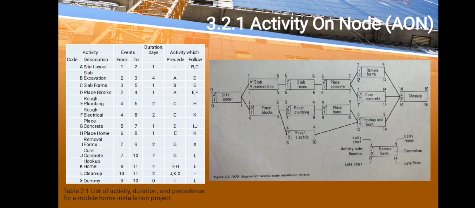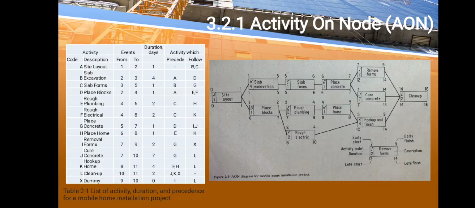Figure 2-3 is the AON, or the precedence diagram, for the mobile home installation project. Note the absence of dummy activities and the clear precedence relationship between activities. In this figure, neither the size of the boxes nor the length of the arrows denotes a time interval. The ES, LS, EF, and LF times as well as the critical path are clearly depicted in the figure. Calculation of these values and float times is identical to that described earlier for the AOA diagram.